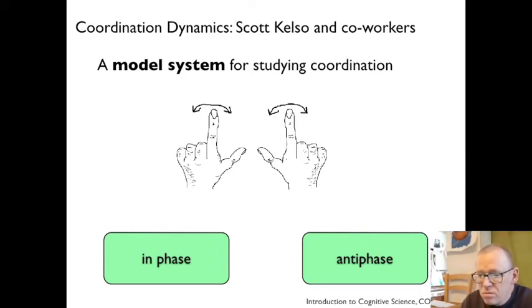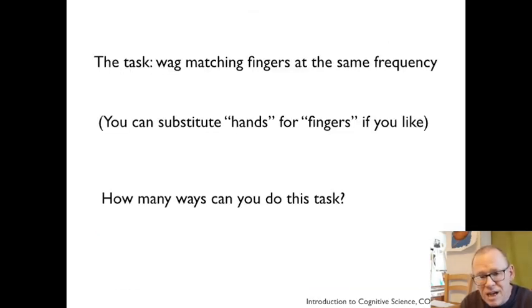So it's a very simple task, and the task description is really important because you can do very many things with your hands. You don't have to do this task. But when you do this task, your hands are going to become subservient to the task. You're going to wag your fingers at the same frequency. And now, before going on, stop this video and try it out for yourself and see how many ways you can wag your fingers at the same frequency.